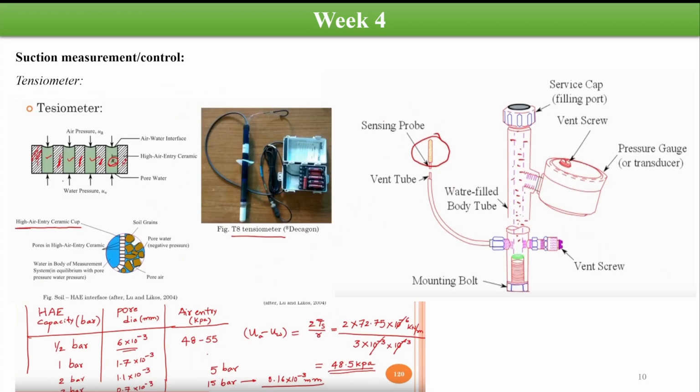The second technique is the tensiometer technique. In the tensiometer technique, we actually have a porous disk here, which is the sensing probe that is inserted into the soil. And using this instrument, we make use of the osmotic techniques for calculating the tension or the matric suction values in the soil.